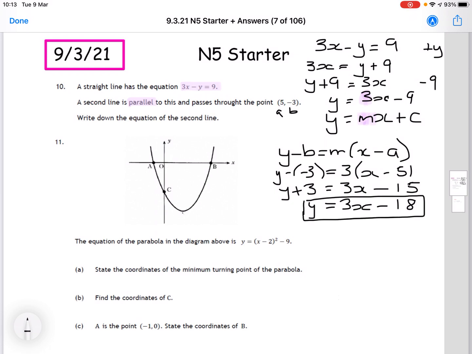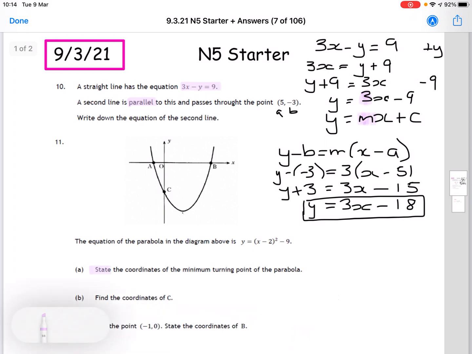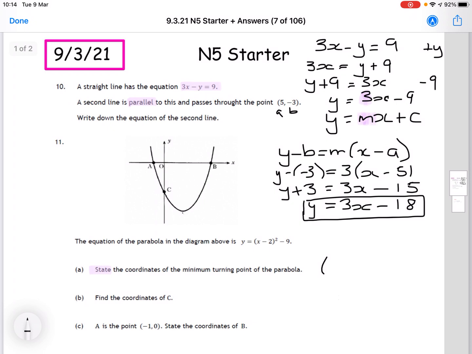Okay, the second question here is a quadratic question. So we have here the equation of a parabola shown in the diagram, and the equation is y equals (x minus 2) all squared minus 9. The first question says state the coordinates of the minimum turning point. So anytime you see a question that says state, or it might say write down, it should be something really easy that you can just write down the answer to.